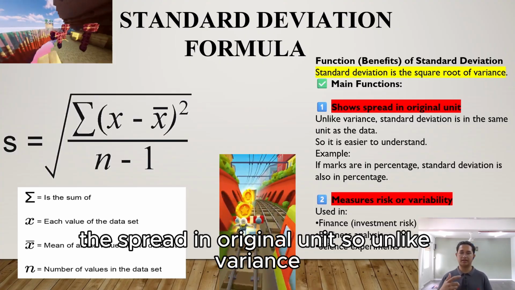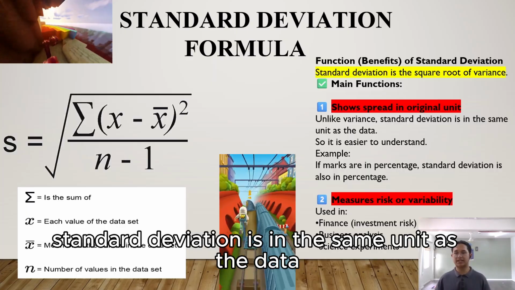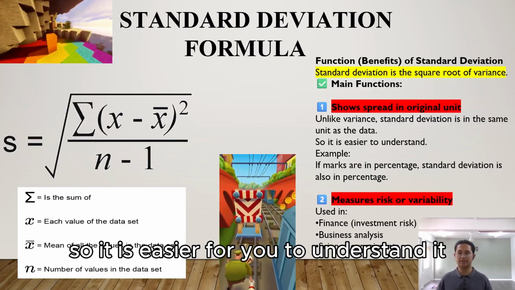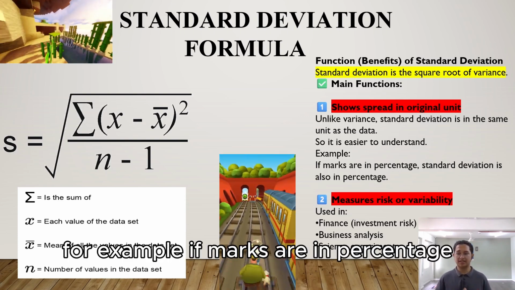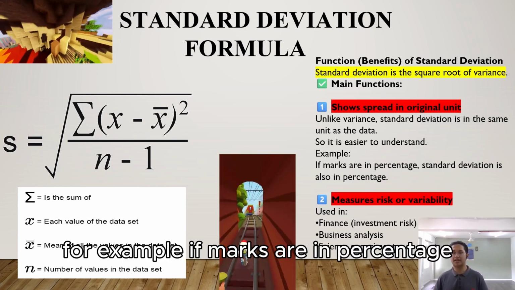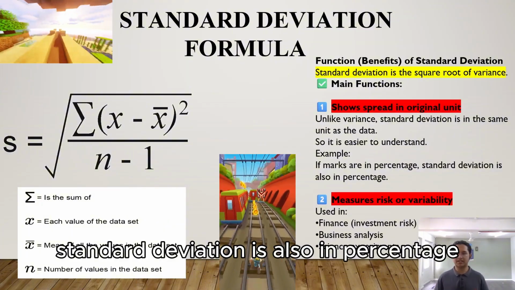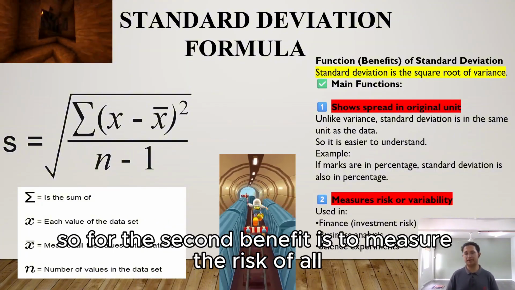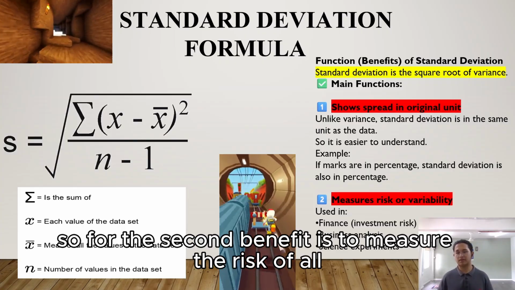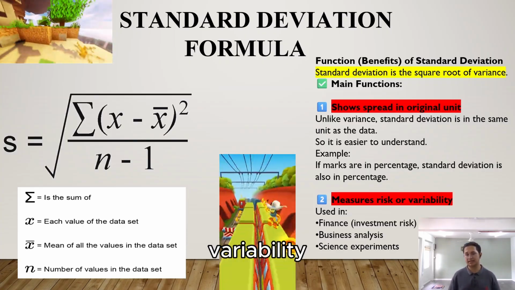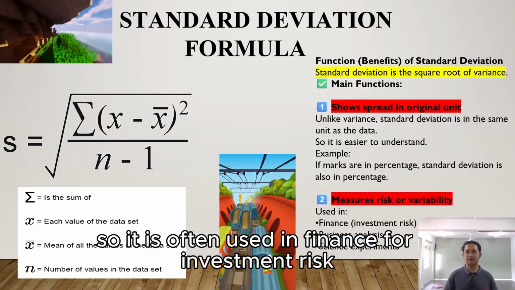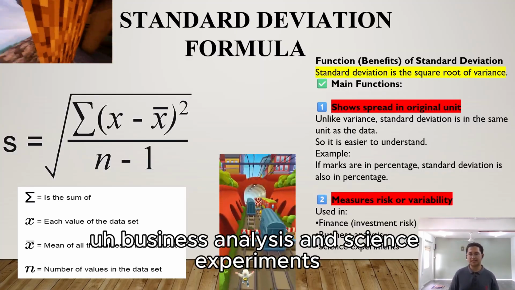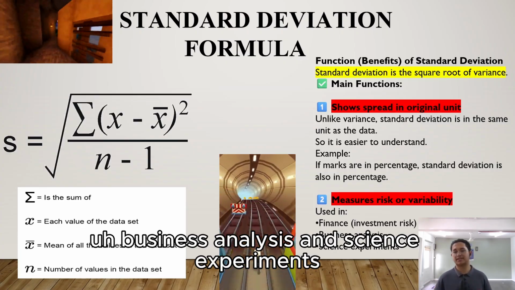So unlike variance, standard deviation is in the same unit as the data, so it is easier for you to understand it. For example, if marks are in percentage, standard deviation is also in percentage. The second benefit is to measure the risk or variability. So it is often used in finance for investment risk, business analysis, and science experiments.